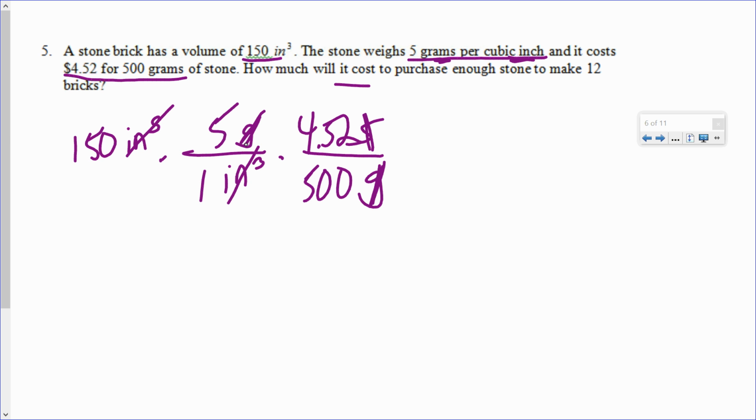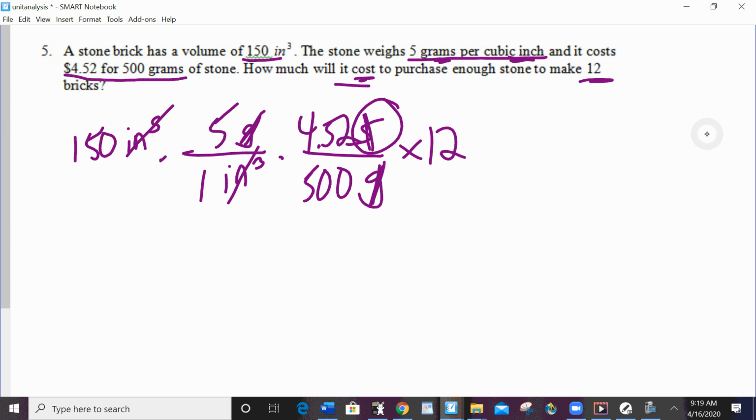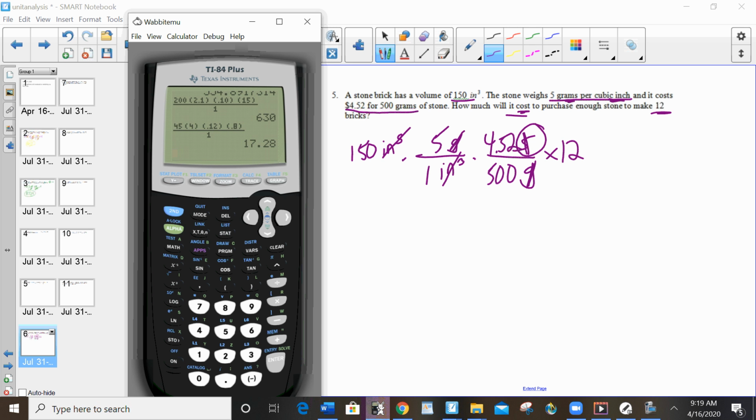Now I have money. That's what I want. Is there a quantity or a percent? There's a quantity of 12. So there's my setup. And if you notice, I'm left with money. Everything else canceled out. So now I just go to my calculator. Definitely want to use alpha y equals enter here since I have that 500 on bottom.